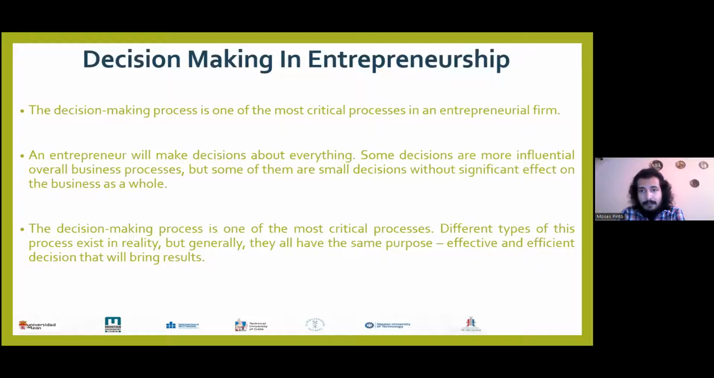But the smaller decisions, without significant effect on the business as a whole, are still decisions in themselves and they need to be taken by the entrepreneur himself. So the decision-making process is one of the most critical processes. Different types of processes exist in reality, but in general, they all have the same process. They all have the same purpose, and that is effective and efficient decisions that bring results to the business.